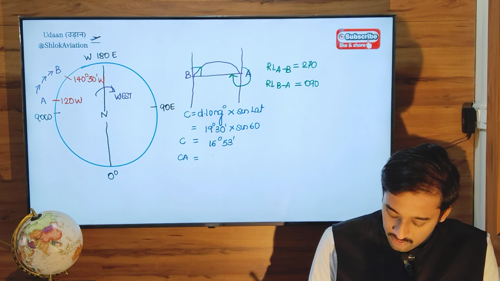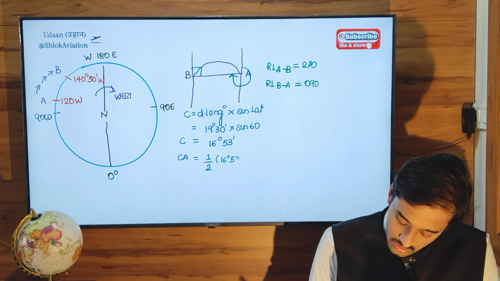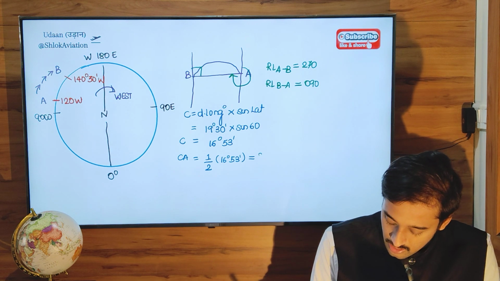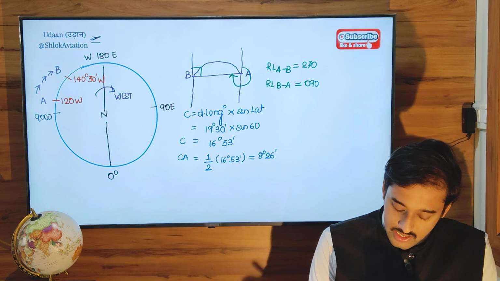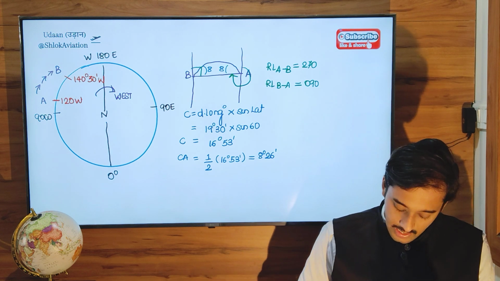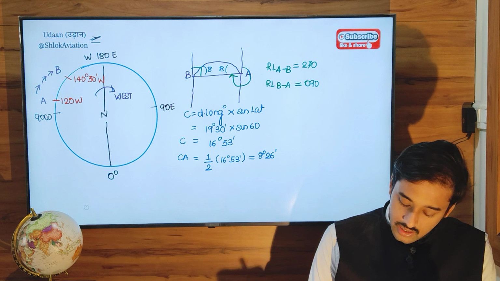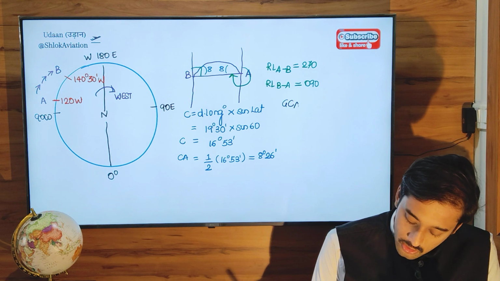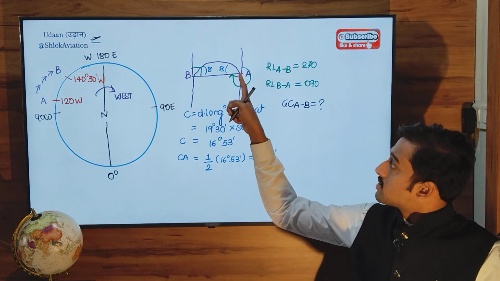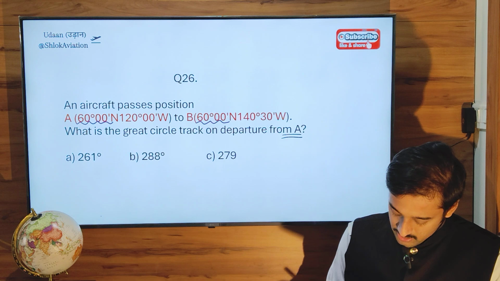Convergency angle will be half of that, which is equal to 8 degrees 26 minutes. So let's consider this 8 degrees only. Okay, now we have to find the great circle track from A to B.